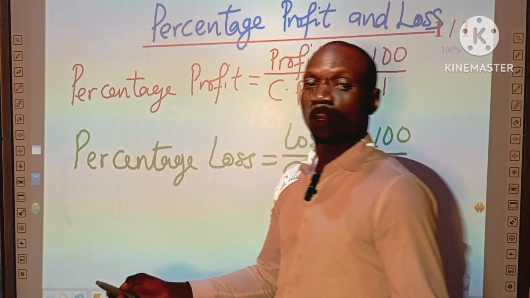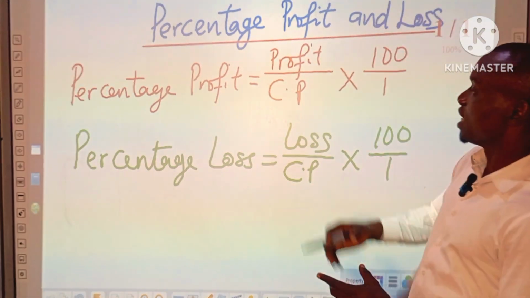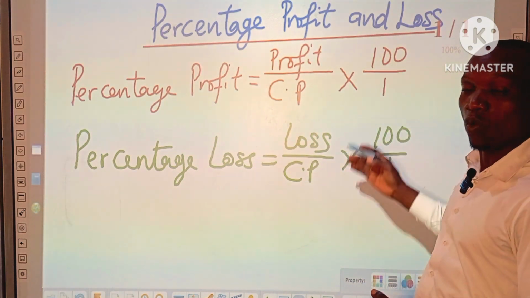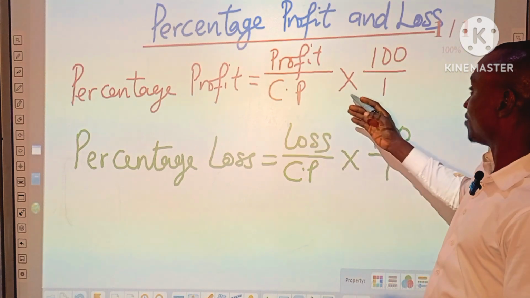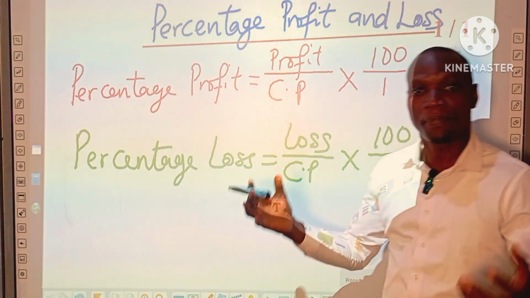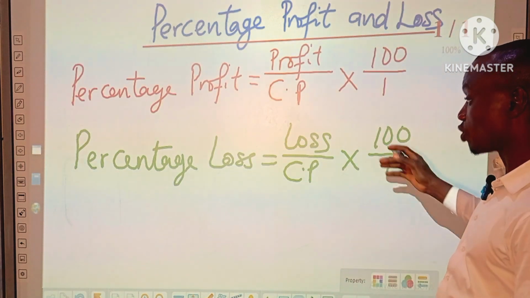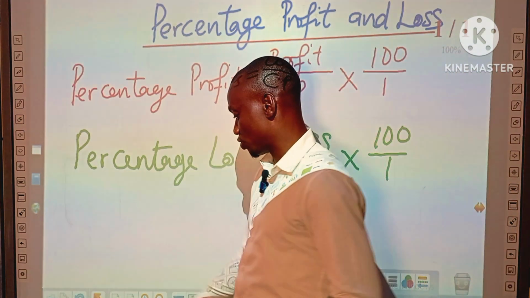So whatever we're looking for, whether percentage profit or percentage loss, we always put it over the cost price, multiplied by 100 over 1. So percentage profit is profit over the cost price times 100 over 1, while percentage loss is loss incurred over the cost price times 100 over 1. Let's go ahead and look at some questions.